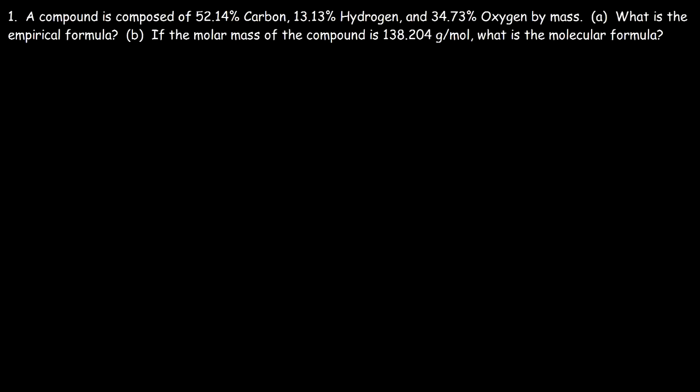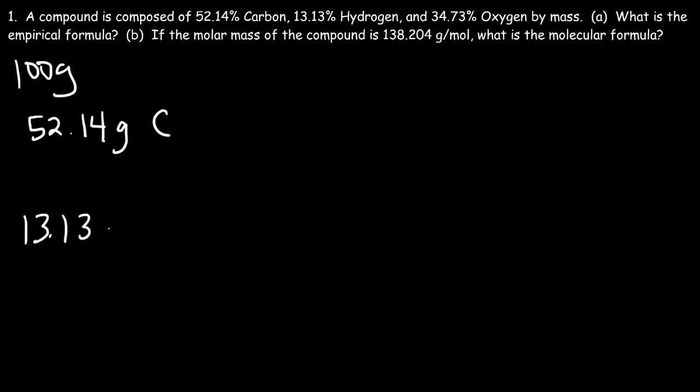Now let's say that we have 100 grams of compound. 52.14% of 100 grams is basically 52.14 grams. So that's how many grams of carbon we have out of a compound that's 100 grams. So that means that we have 13.13 grams of hydrogen and 34.73 grams of oxygen. So basically, when you're given the percent composition, simply make it grams. Base your compound out of 100 grams, and you could change the percentage into grams.